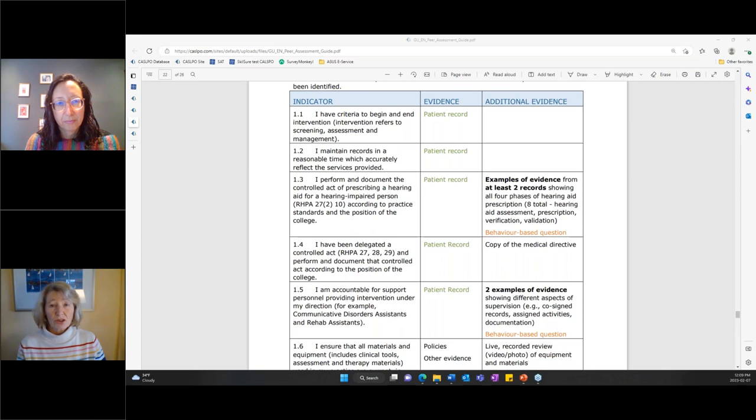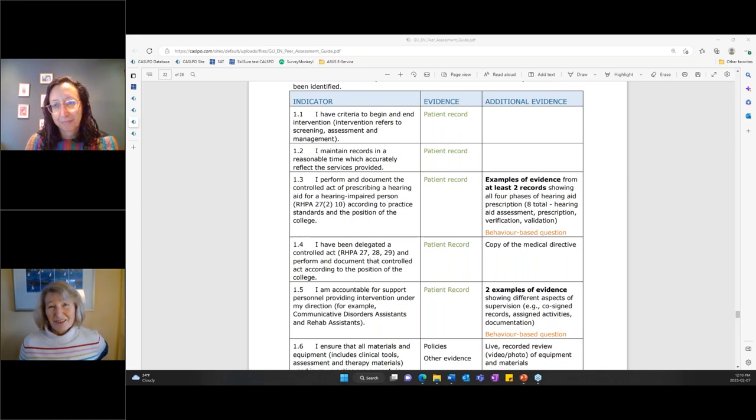So you would start off with a hearing aid assessment, so a screenshot of your assessment. Then you would go to the hearing aid prescription. Then you would go to verification for the hearing aid and validation of the hearing aid. So that would be from one patient record. And then you would repeat exactly the same for a second patient, looking at the second patient record, doing hearing aid assessment, prescription, verification, and validation.